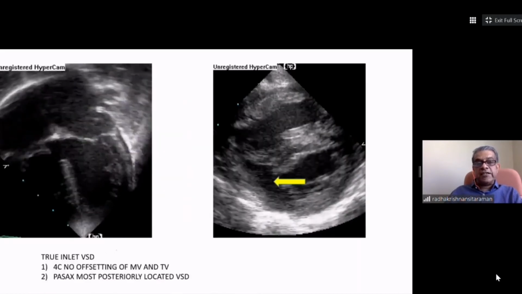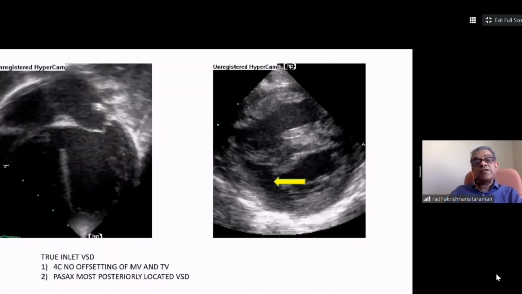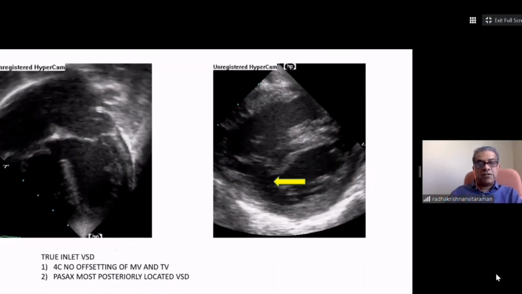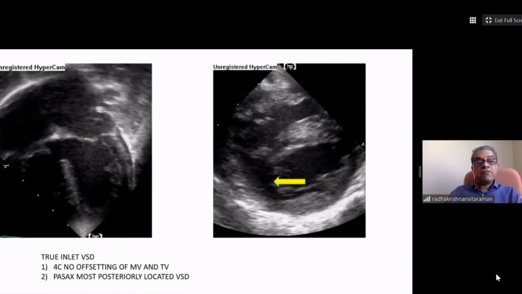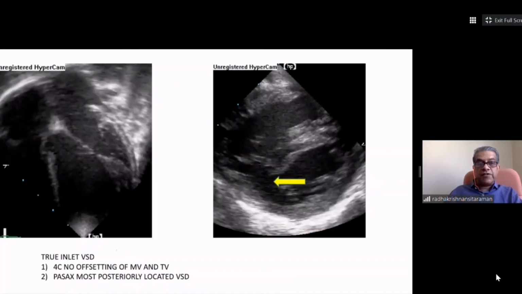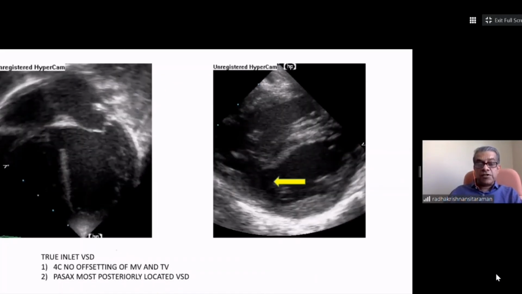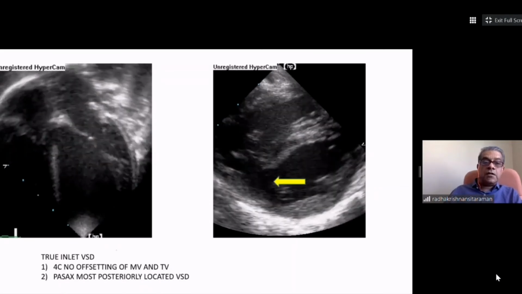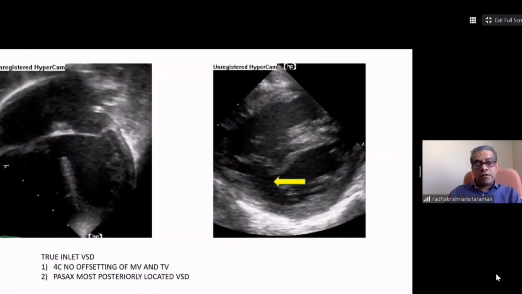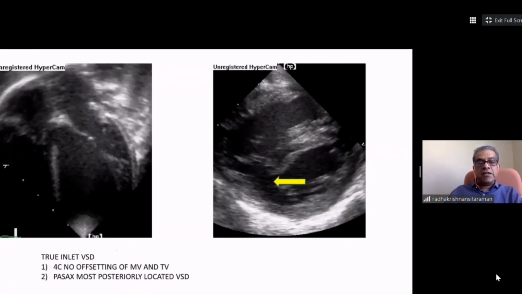This is an inlet type of ventricular septal defect. You can see that there is an absence of offsetting here. One is the apical four-chamber view, the other is a parasternal short axis view. Clearly, one does not talk about device closures in this type of ventricular septal defect because there is no margin in the AV septal area. So the importance of defining these very clearly.